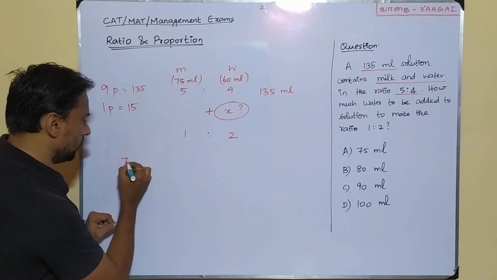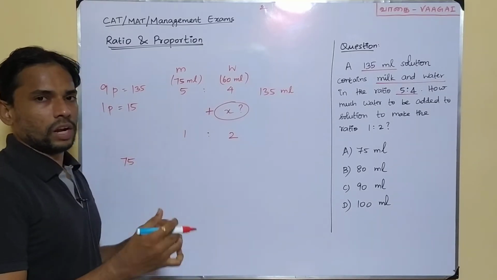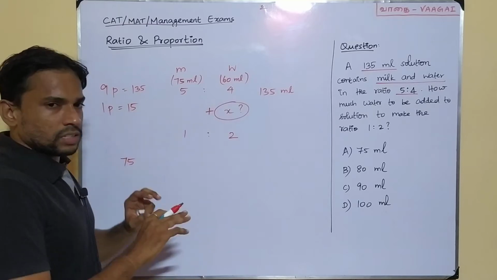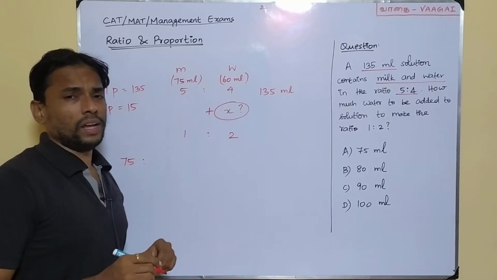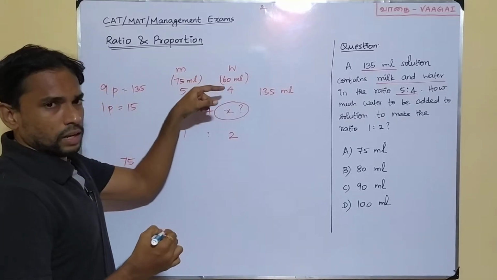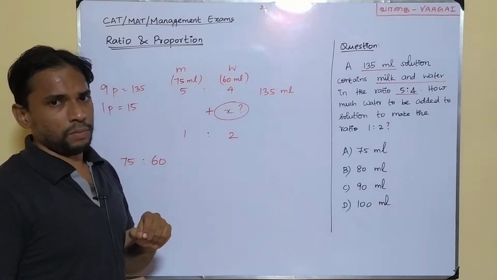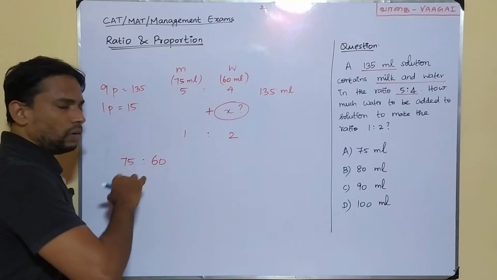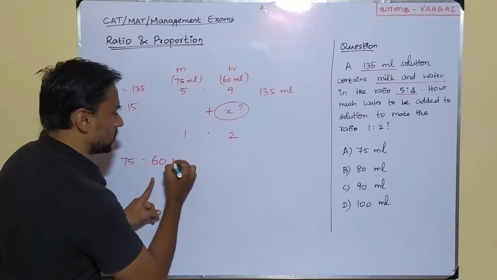So we will still have 75 ml of milk only, because milk we are not adding or removing, nothing we are doing. So milk remains the same, 75. Now what about water? Water, there is 60 ml, right? So already it was 60 water, but now after adding, how much? We are adding some extra x ml of water, is it or not? So in that case, now what will happen to water? Water's new quantity will be equal to 60 plus x.